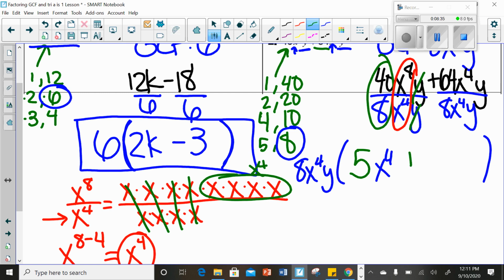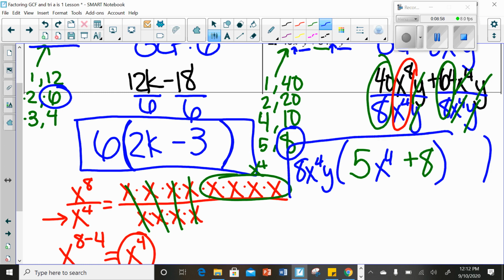Okay? Next up, we've got our 64 divided by 8. It's going to give us an 8. This time we have x to the 4th divided by x to the 4th. So just like we did with our y, anything divided by itself is going to cancel out. And again with our y. So, stopping right here is our answer for that problem.